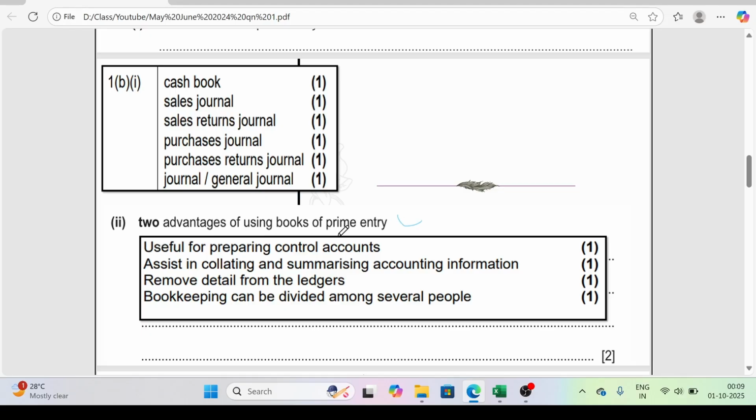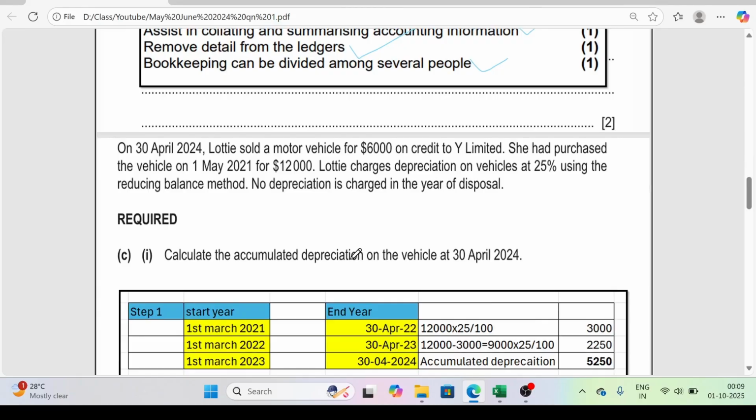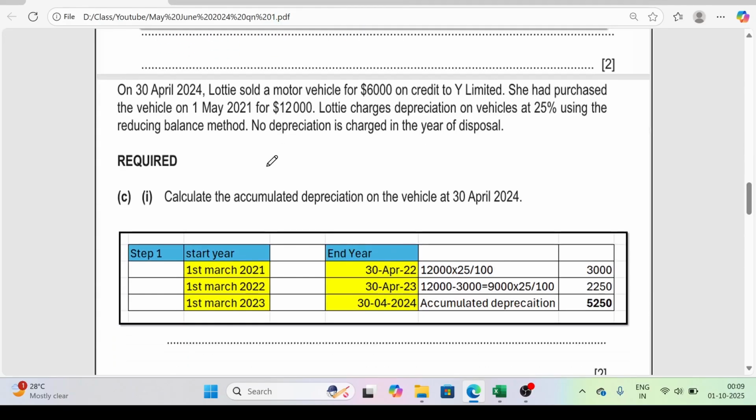Main advantage of books of prime entry is it's useful for preparing the control accounts and assisting in collating and summarizing accounting information and removing details from the ledgers, and bookkeeping can be divided among several people. Okay, so these are any two advantages you can write under advantages of books of prime entry. Okay, so let's move to the next step.